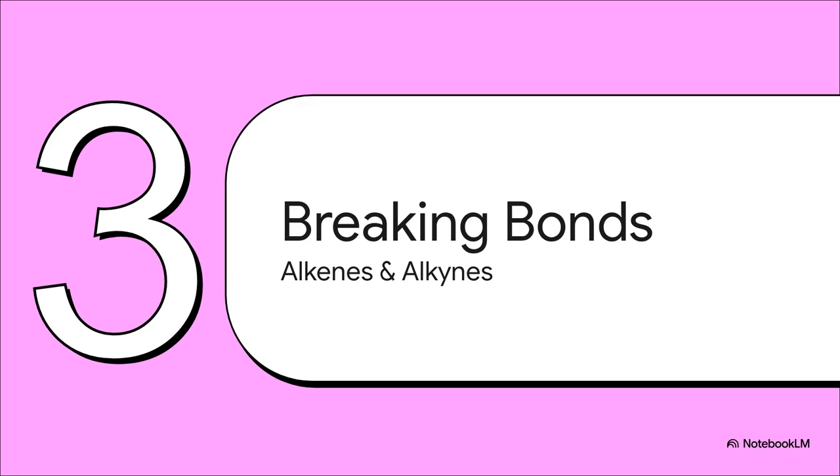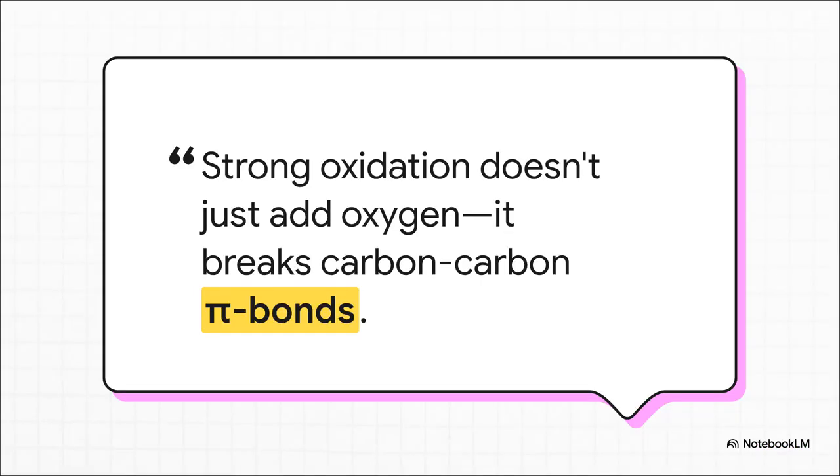So far, so good. But we've only been looking at single bonds. What happens when you throw a double or a triple bond into the mix, like you see in alkenes and alkynes? Well, this adds a really fascinating new twist to our rules. This is a huge deal. It's a critical difference. With alkanes, we were just kind of modifying the molecule. But with alkenes and alkynes, a strong enough agent doesn't just modify, it breaks. It actually targets those weaker pi bonds and can physically snap the carbon chain right in half.